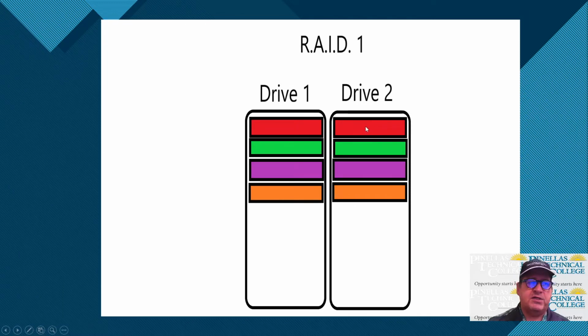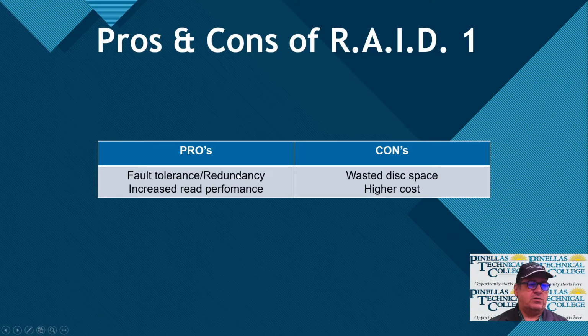It makes it a little bit slower because it has to write to a drive and then copy it all to the second drive. It makes it a little bit slower for writes, but fast for reads, because when you go back and read this data, it's only reading off the one drive. But the downfall of this, let's go to the pros and cons. It's got fault tolerance and redundancy, which is good. Increased read speed, but lower write speed.